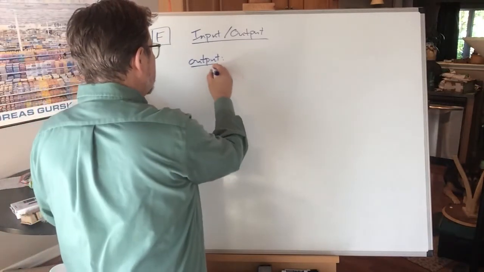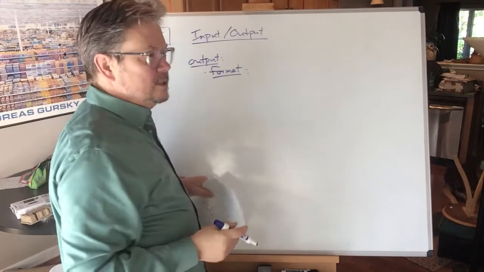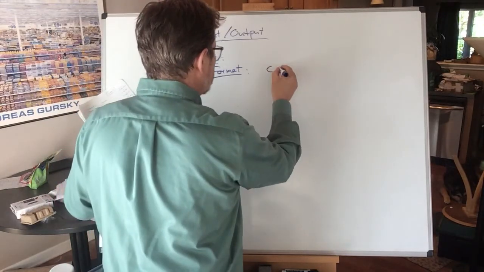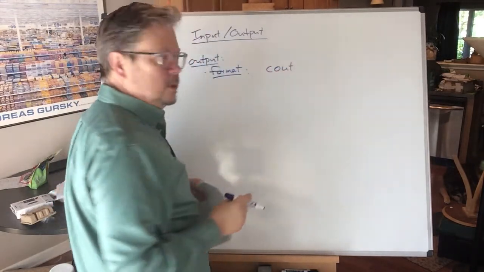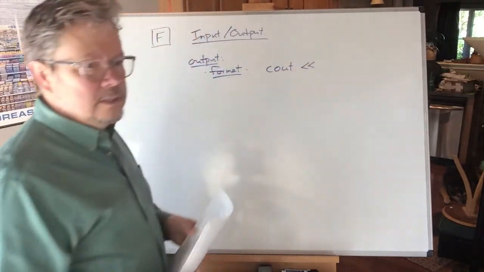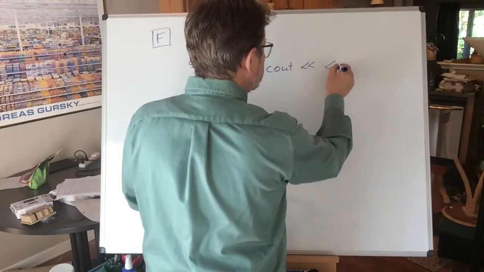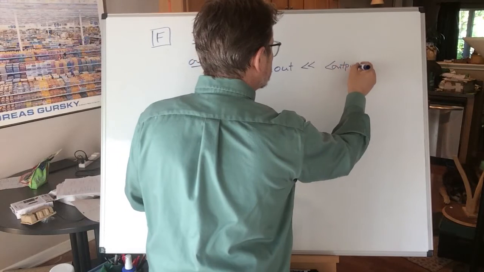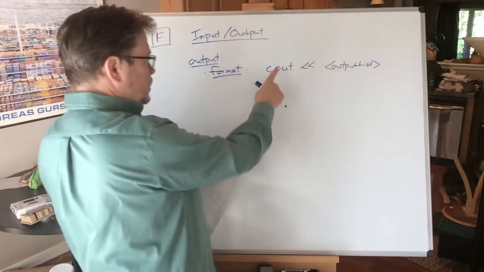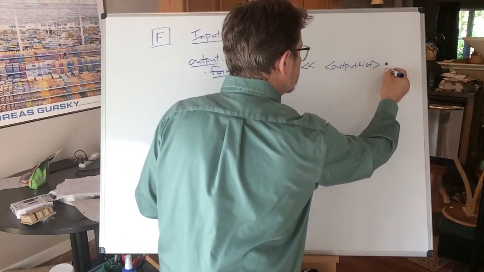The format for doing output in C++ is to use cout. It's spelled C-O-U-T. It looks like count, but it's actually pronounced cout. All one word like that. And then you put two less than signs in a row. That's the output operator. And then I'm going to use one of my pointy bracket tokens and call it output list. So it's cout, less than, less than, and then output list followed by semicolon.